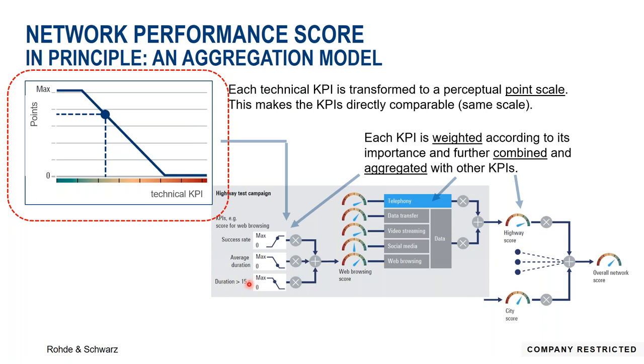Okay, so for this, you can see that all these times and the success rate and so on are actually mapped onto a technical KPI point scale. This point scale gives each individual KPI one particular score, which can be aggregated together to form an overall score for web browsing. This is just one example. Similarly, social media will have different KPIs to combine, and the same for video streaming, data transfer and so on. For telephony, of course, that will be call setups, for example, call drop rates and so on. So there will be many KPIs to combine into a single overall category, which you can see over here.